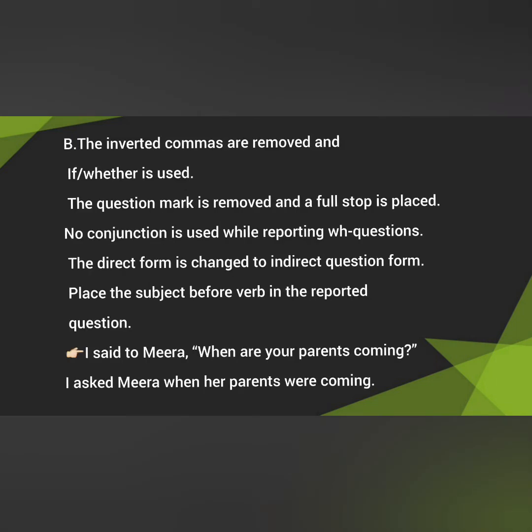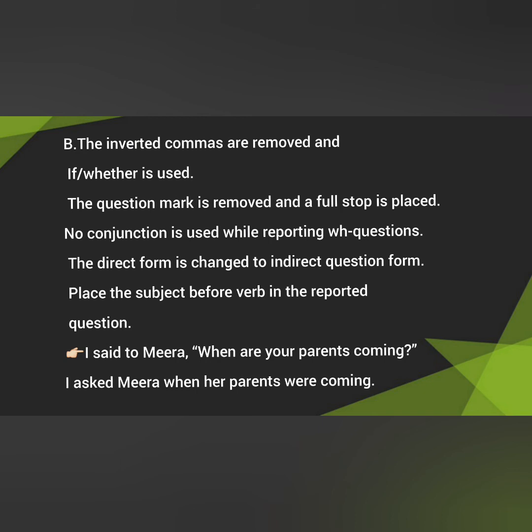The inverted commas are removed, and if or whether is used as the conjunction for a yes or no type question. The question mark is removed and a full stop must be placed. No conjunction is used when the reporting sentence is a WH question format sentence. The direct form is changed into indirect question form. Place the subject before the verb in the reported question.